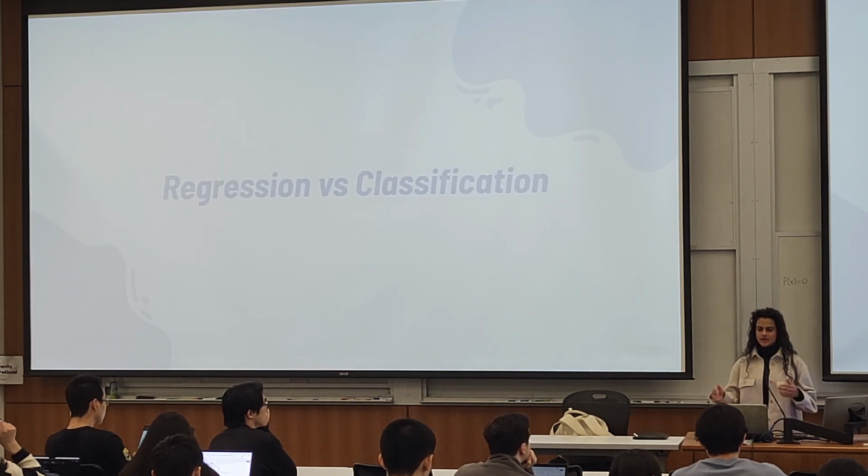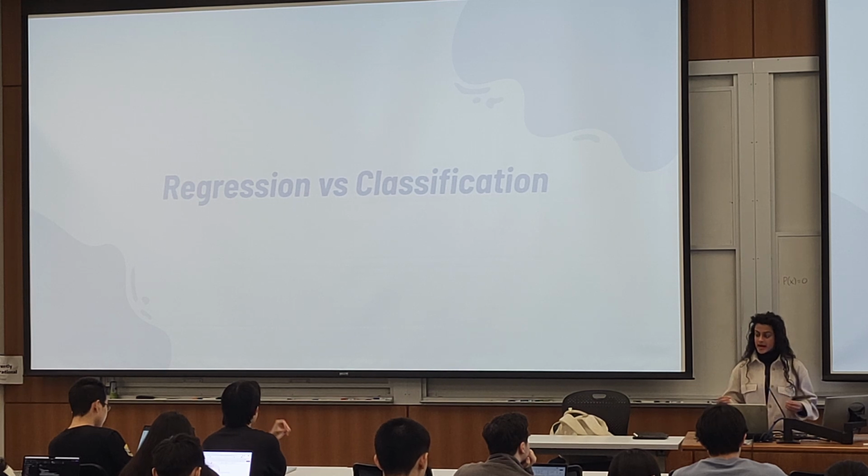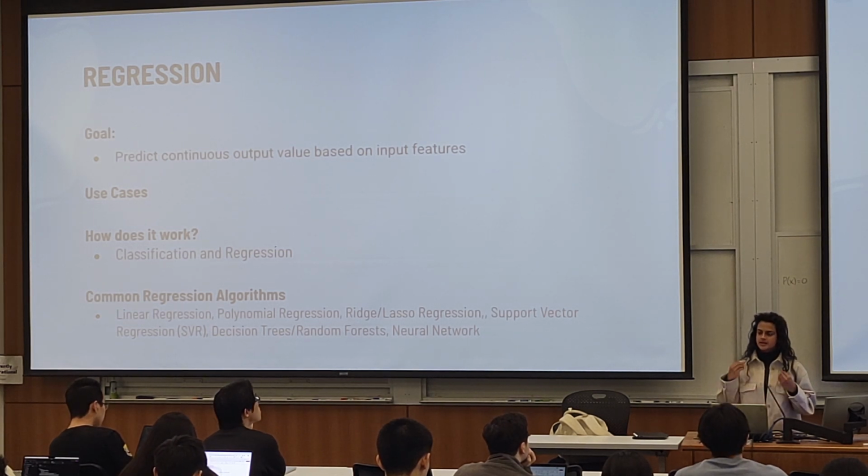So let's get into regression versus classification. So this is where models come in, right? Machine learning models will take this type of data and try to find patterns so they can make predictions about new, unseen examples. So let's talk about regression, right? The goal of regression is you want to be predicting a continuous value based on the inputs that you take in. And there's a lot of different use cases for this.